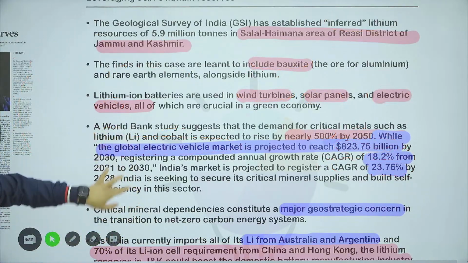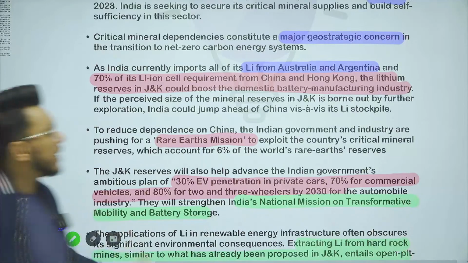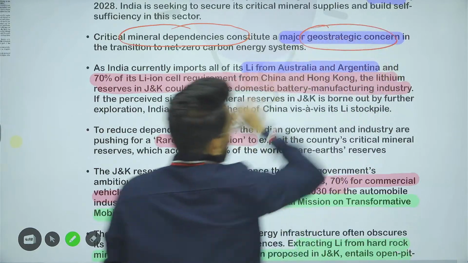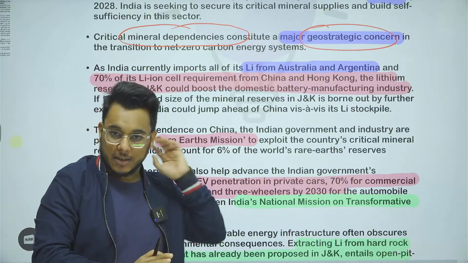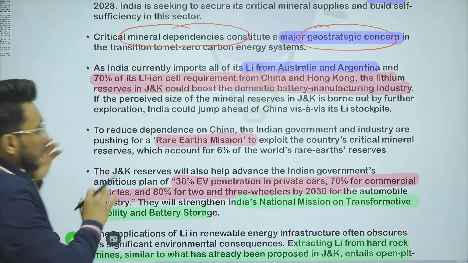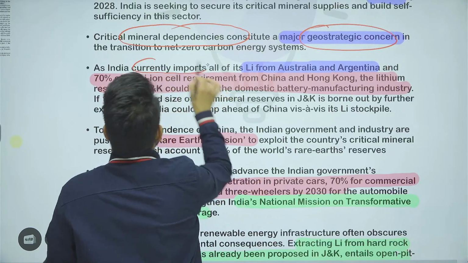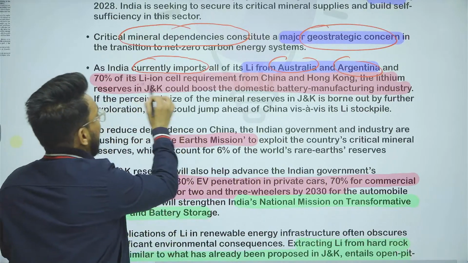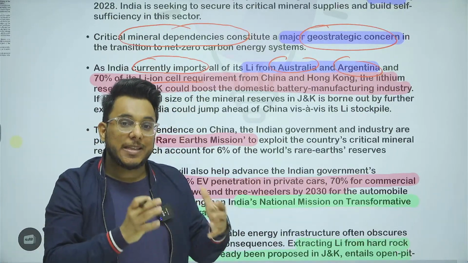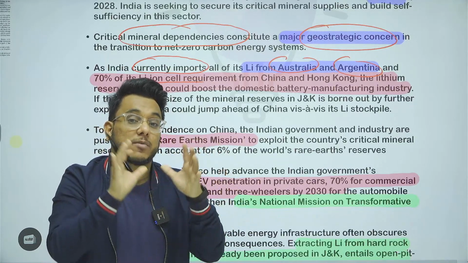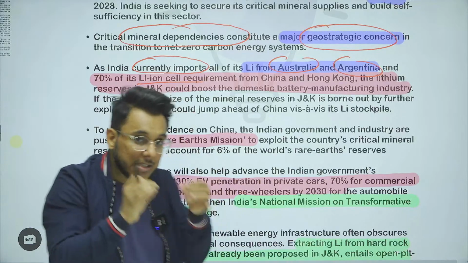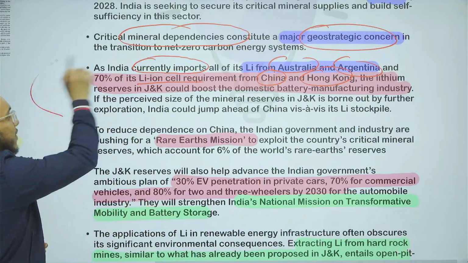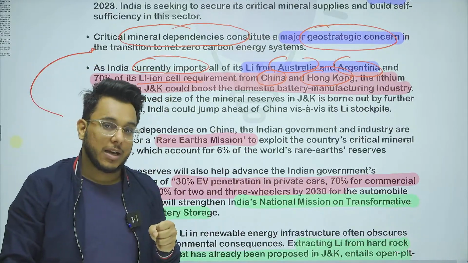Now, when we talk about, guys, lithium dependency has also become a geostrategic concern. How has it become a geostrategic concern for India? Let's understand this particular thing. So guys, as we talk about lithium, I told you that currently the majority of India's imports of lithium come from Australia and Argentina. But lithium ion cells, which are the components for batteries, we import from China and Hong Kong. So largely we are dependent on China as well for lithium ion batteries.